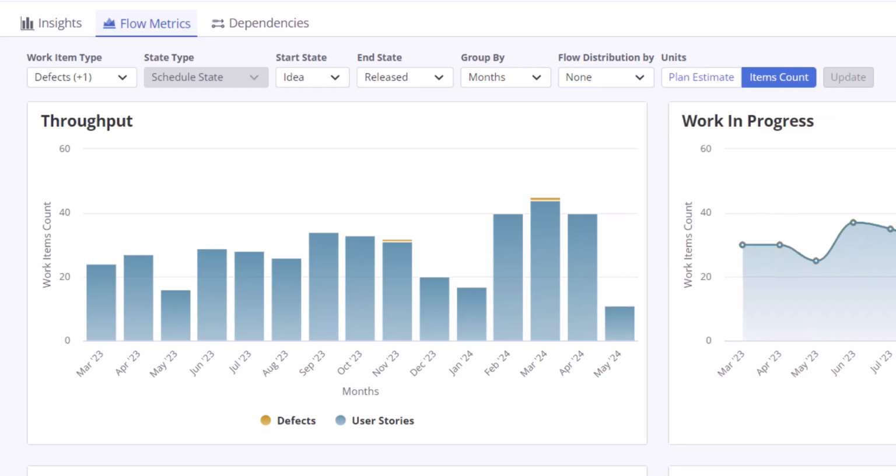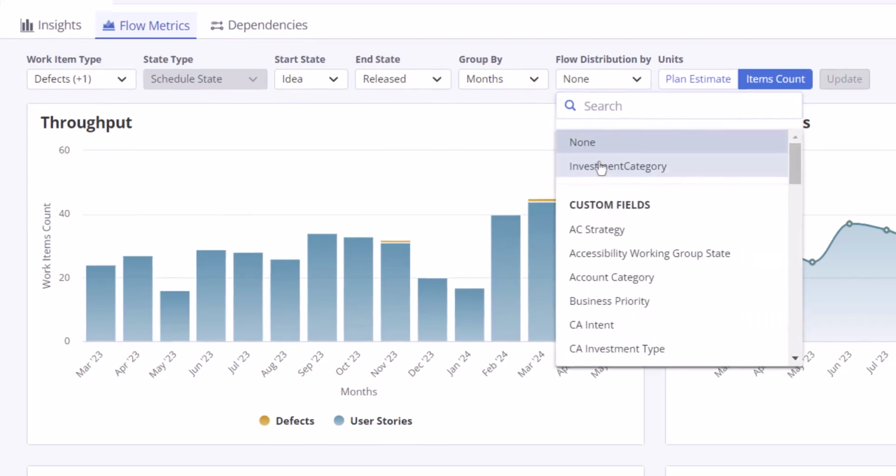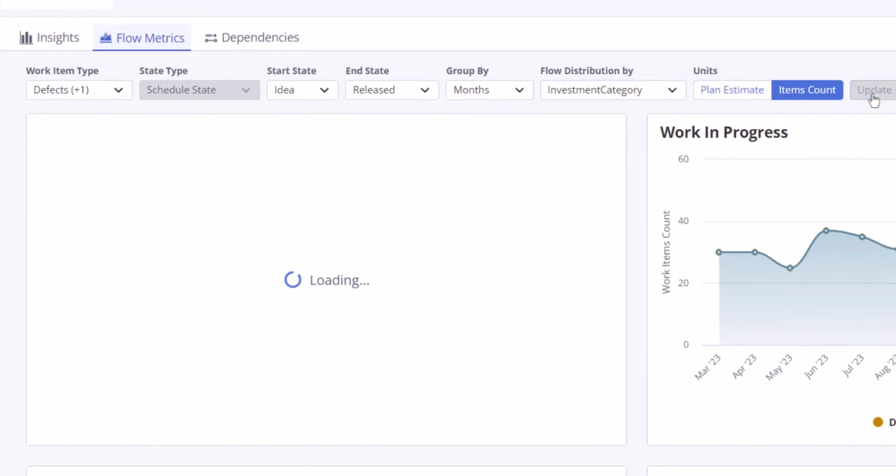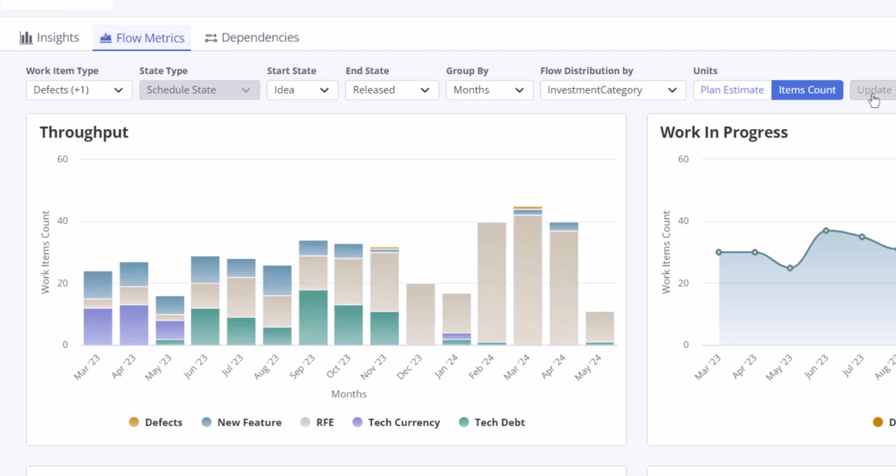This data also helps you provide more accurate estimates and forecasts for how much work can be delivered in the future. To provide another viewpoint, select an investment category or custom field from the Flow distribution field. By doing this, you can see the specific categories that the delivered work aligns with based on the parent portfolio items.